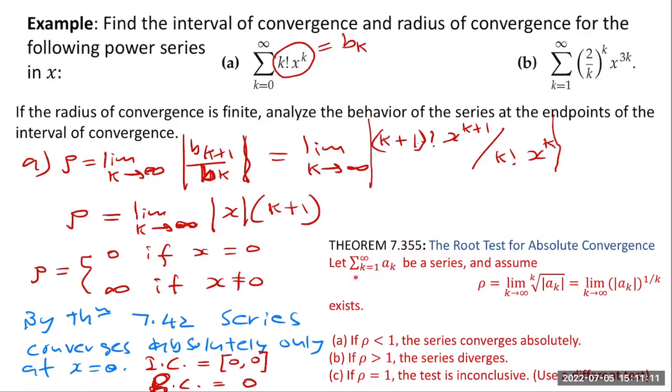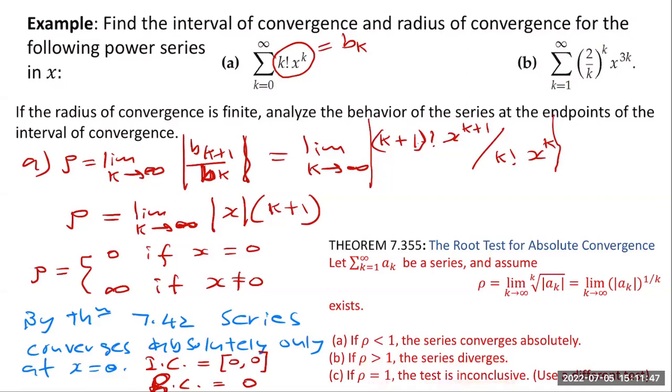Let the sum from k equals 1 to infinity of ak be a series, and assume that rho is the limit as k goes to infinity of the kth root of the absolute value of ak, or the limit as k goes to infinity of the absolute value of ak to the power 1 over k. Okay, this limit is what we call rho. And here are the conclusions. If rho is less than 1, the series converges absolutely. If rho is bigger than 1, the series diverges. If rho is equal to 1, the test is inconclusive.